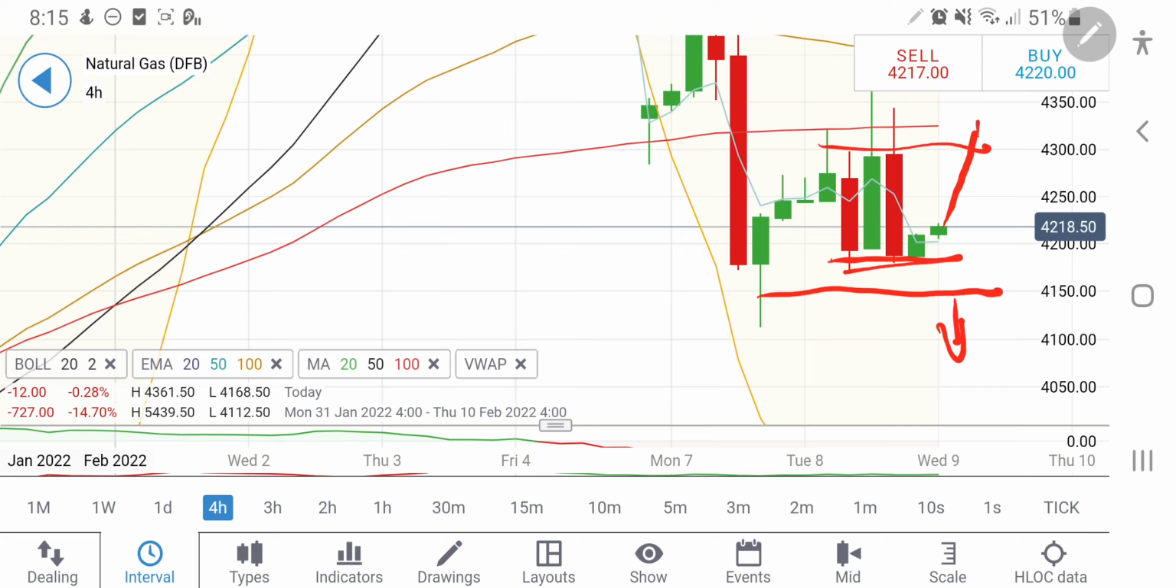First target 4300, next 4400, and then 4500 will come into picture. Probably one can remain bullish till the time it is above 4150 levels. Only go short below 4150, else we are bullish on natural gas. You can expect a rise.